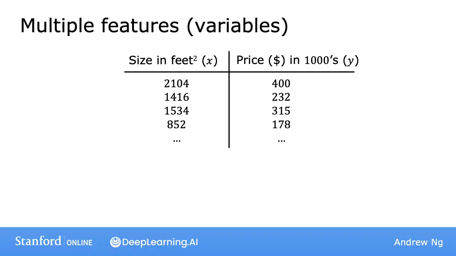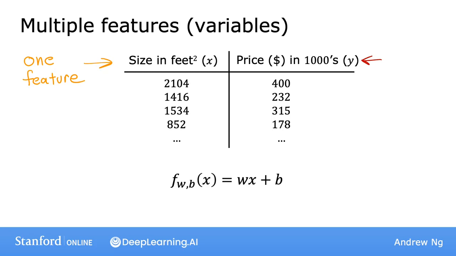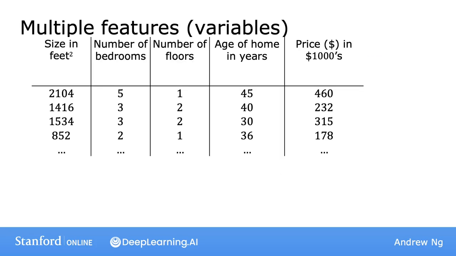In the original version of linear regression, you had a single feature x, the size of the house, and you're able to predict y, the price of the house. So the model was f_w,b of x equals wx plus b. But now, what if you did not only have the size of the house as a feature with which to try to predict the price, but if you also knew the number of bedrooms, the number of floors, and the age of the home in years? It seems like this would give you a lot more information with which to predict the price.